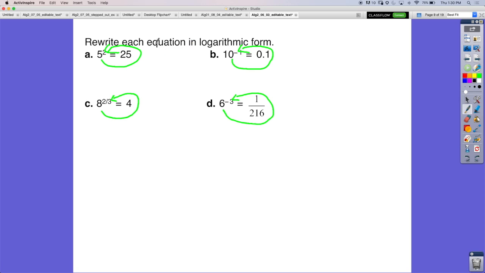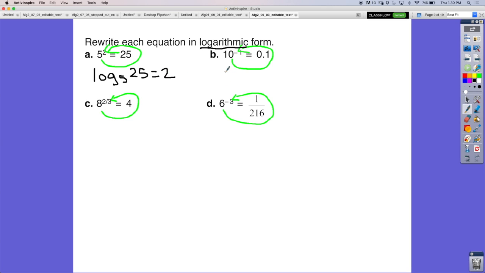So now we're going in the opposite direction. We're going to write them as logs. Okay, so remember, base stays base. So this is going to be log 5, good, of 25 equals 2. Good.